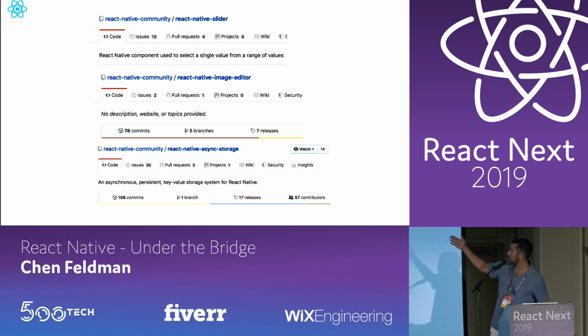So this is how it looks, for example. Those are 3 libraries that I wanted to show you: React Native Slider, React Native Image Editor, and React Native Async Storage. All of them, since the last month, since version 0.59, are new libraries in GitHub repositories. They are not part of React Native anymore. And this is the lean core, to make the core a lot leaner.